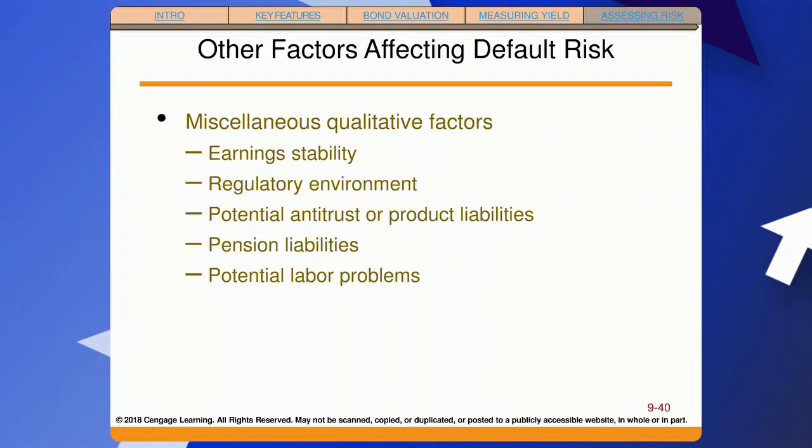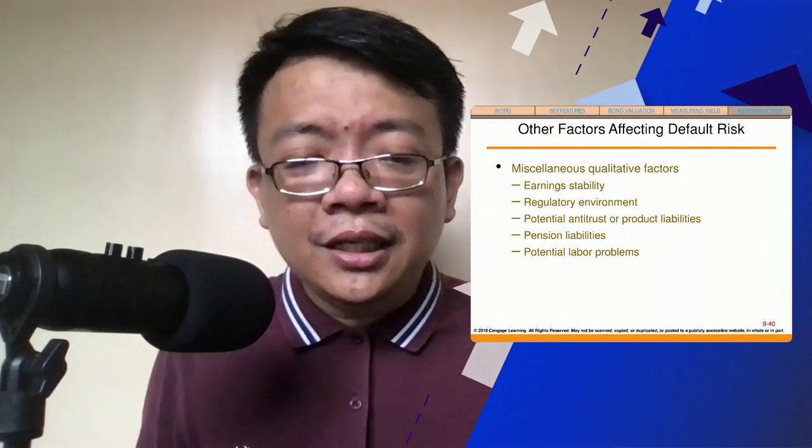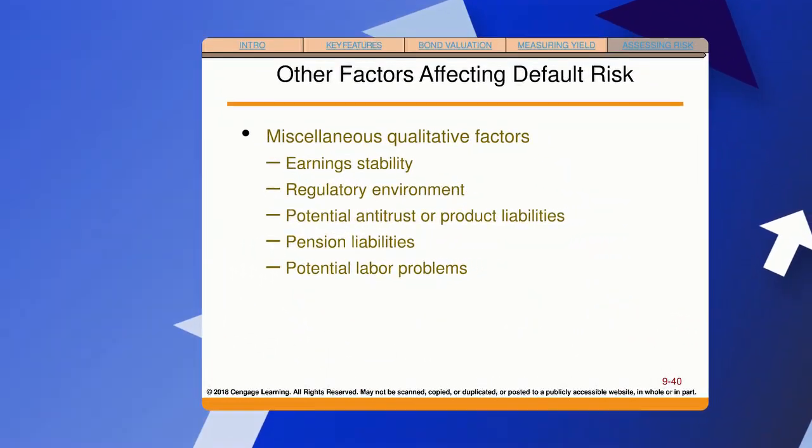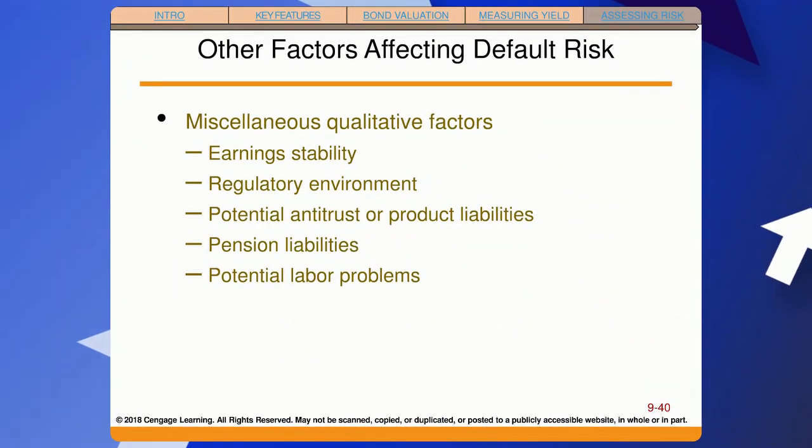Alright. So other factors that will affect your cost, your risk: miscellaneous qualitative factors. You have earnings stability, regulatory environment, pandemic, potential antitrust liabilities, pensions, and potential labor problems. Meaning, you will consider systematic and unsystematic risk, as discussed in our risk and return. Alright.